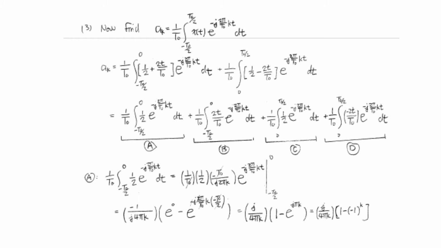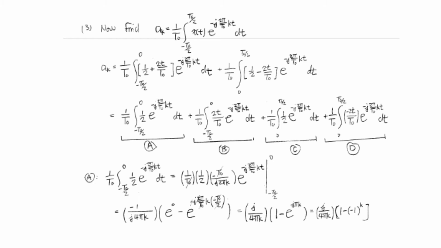All right, now we're going to do the fun part. We need to find a_k for any generic term of k that is not 0. So I'm going to start out by just writing out the basic formula, where we have 1 over T0, x of t, e to the minus j, instead of omega naught, I'm going to write 2 pi over T0 kt, integrated as a function of t over one period, and in this case, I'm going to go from minus T0 over 2 to plus T0 over 2.